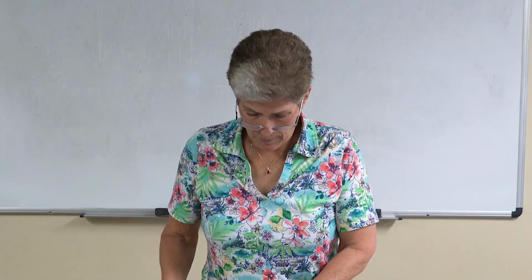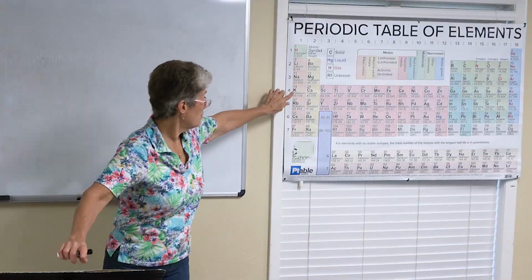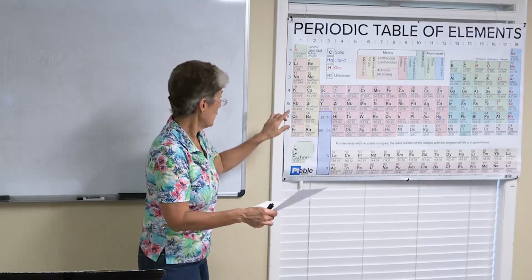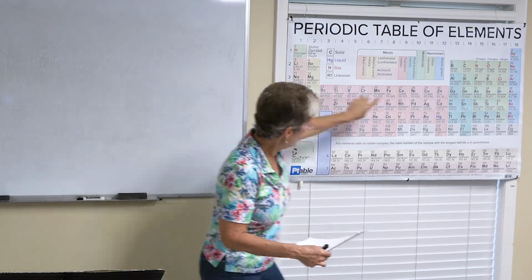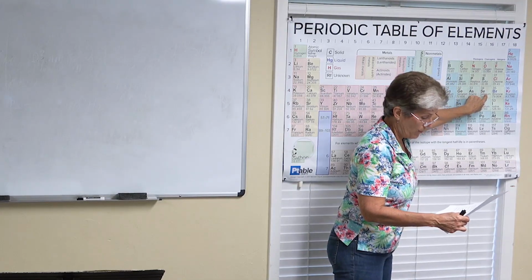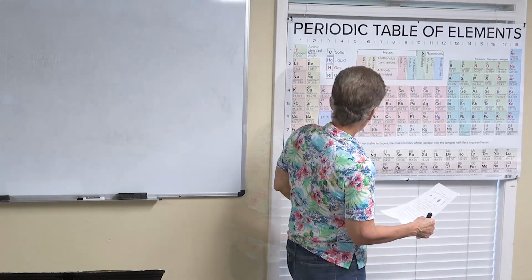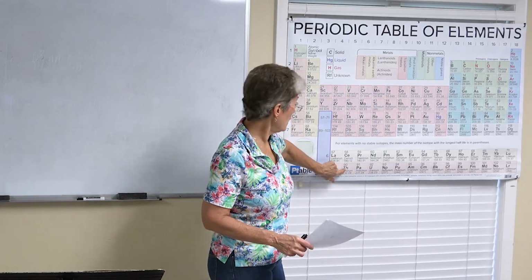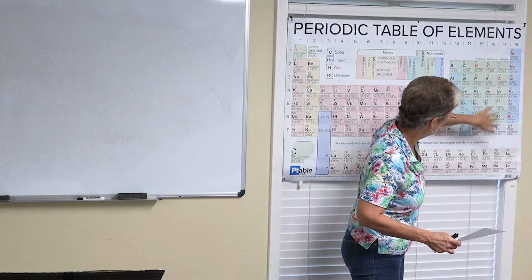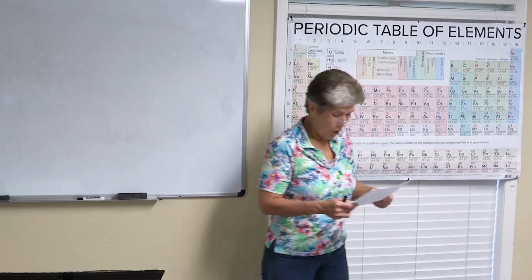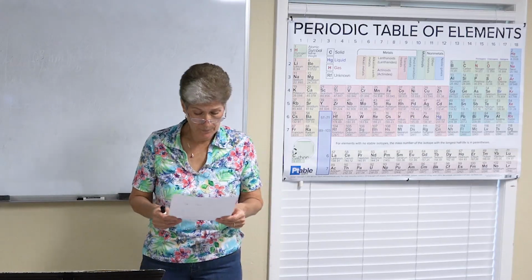Number 6, which of the following elements should have very similar chemical behaviors? All right, potassium is here. Selenium is here. Silicon is here. Thorium is way down here. And sulfur is here. These two are the only two in the same column, and therefore sulfur and selenium are the two that have similar chemical behaviors, because remember, to do that they have to be in the same column.